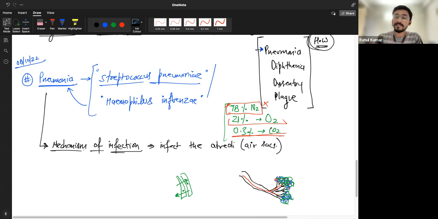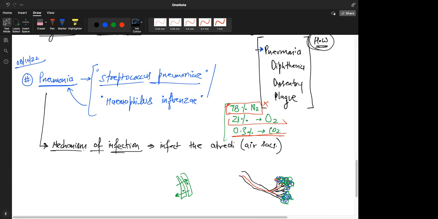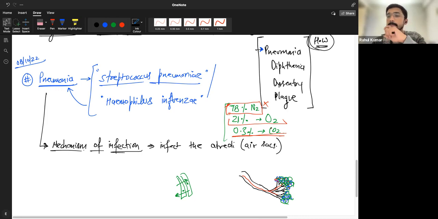Deoxygenated again means that the partial pressure of oxygen in that blood is low. Correct? That's why oxygen can without any problem just move from our lungs into the blood. Simple rule of concentration gradient or diffusion. Similarly, CO2. If a blood is deoxygenated, oxygen will be low, and what will be high in the blood? Carbon dioxide.